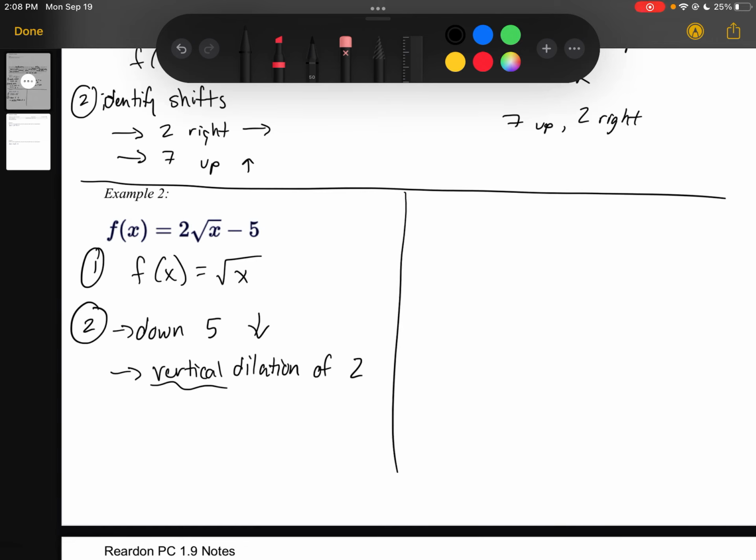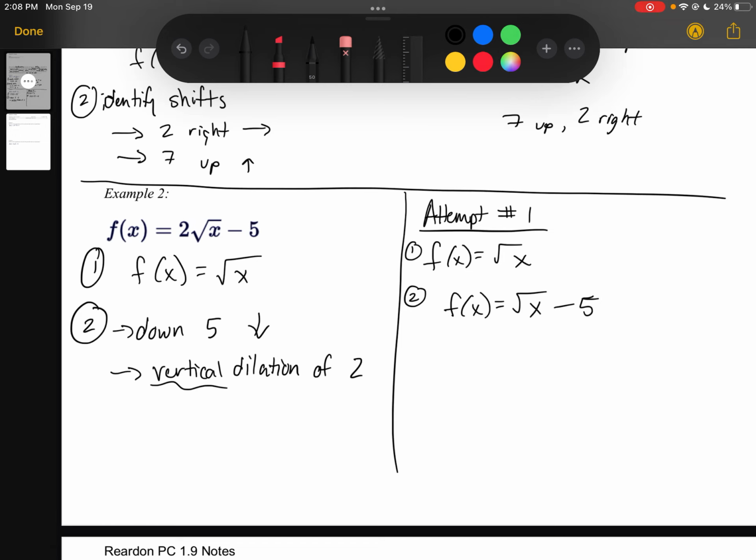And let's take a look at what that means. We'll call this attempt 1. Let's say that we try to do our shift of down 5 first. So we start off with our function, and then we say, okay, on step 2, we're going to shift it down by 5. So a downward shift of 5 means we just subtract 5. Okay, so far so good. And then now, for step 3, we're going to take what we just did up top, and we are going to do a vertical dilation of 2. So remember, vertical dilation of 2 means we multiply the function by 2.